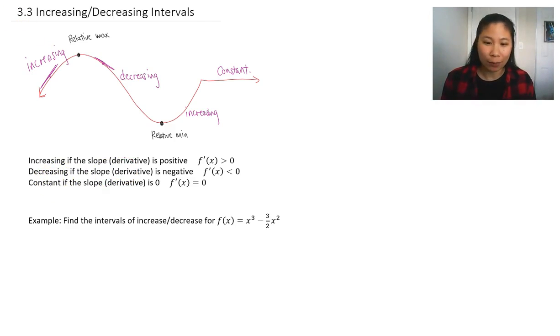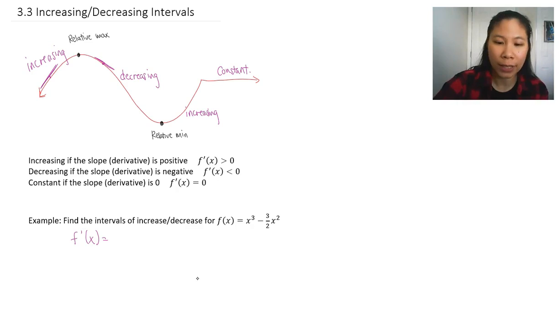We've got the function f of x equals x cubed minus 3/2 times x squared, and we're going to find the intervals of increase and decrease. Okay, so first thing we want to do is figure out where it changes direction. So we want to find those critical points. If you remember from our previous videos, to find critical points, you find the derivative and set it equal to 0 to solve for x.